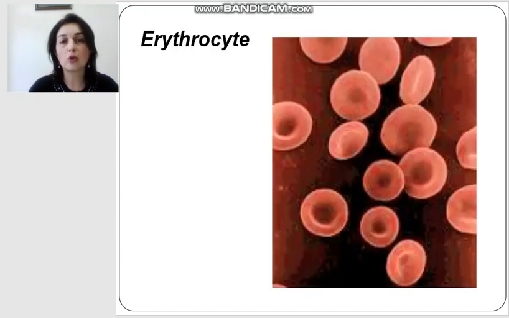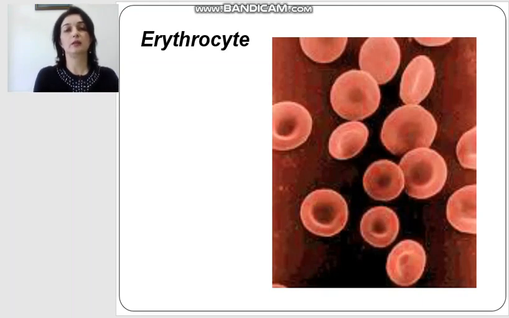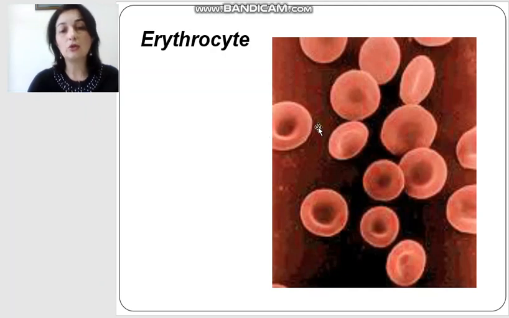Now let's come to the formed elements of blood. These are, first of all, erythrocytes. They are the smallest but most numerous cells of the blood. They are responsible for gas exchange. Their shape is biconcave, pay attention, and this biconcave shape provides a large surface area for gas exchange.